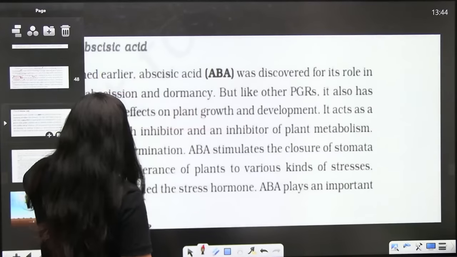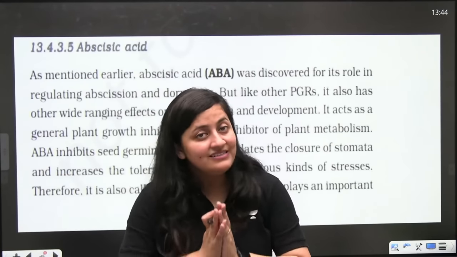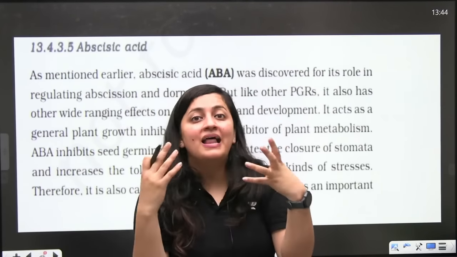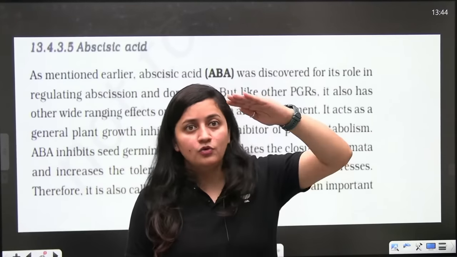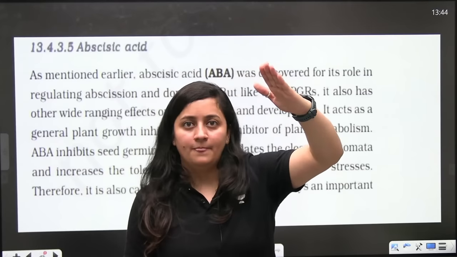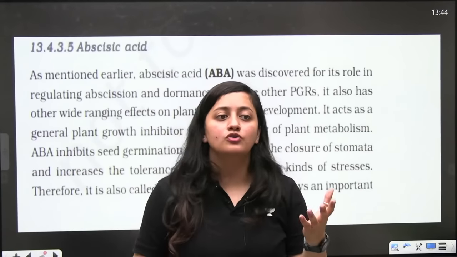As I said, it is the stress hormone. Whenever the plant is under any stress, ABA will be released. It will make sure to slow down the metabolism so that the plant can survive for a longer time. Let's say water stress is there. Abscisic acid will close the stomata so that water loss does not occur.